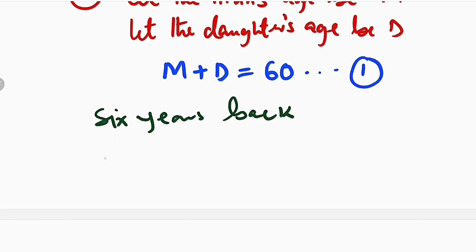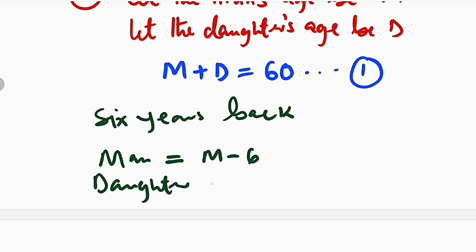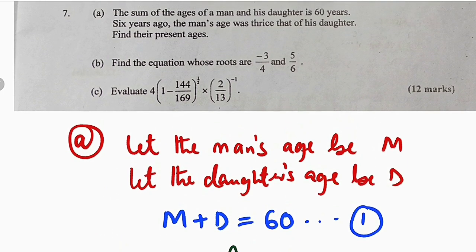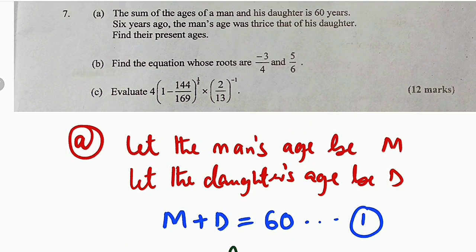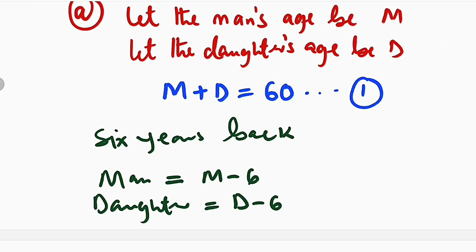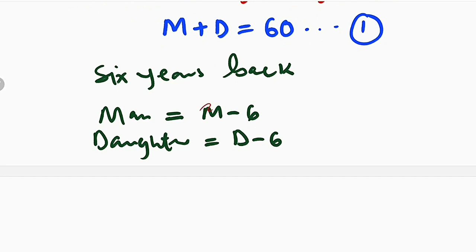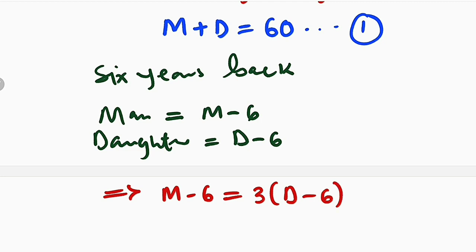6 years back, the man will be what? M minus 6. And the daughter would be what? D minus 6. So 6 years ago, the man's age is thrice that of the daughter, meaning the man's age is equal to 3 times the daughter's age, which implies that M minus 6 is equal to 3 multiplied by D minus 6.